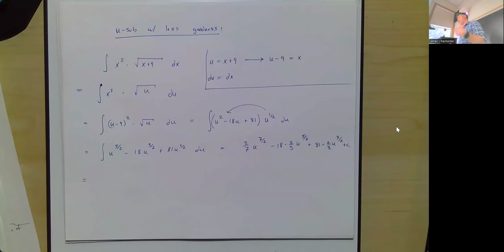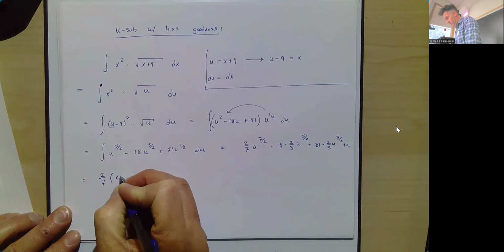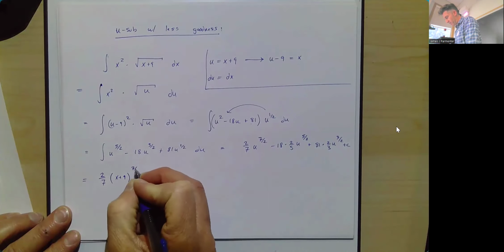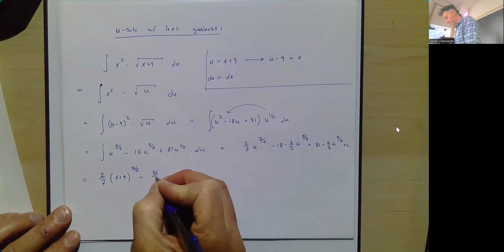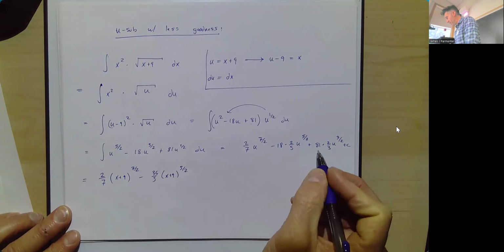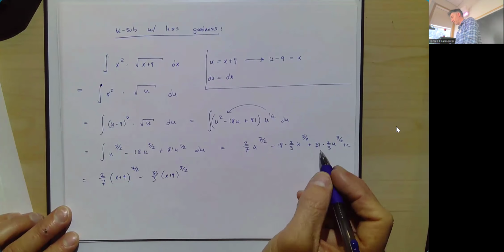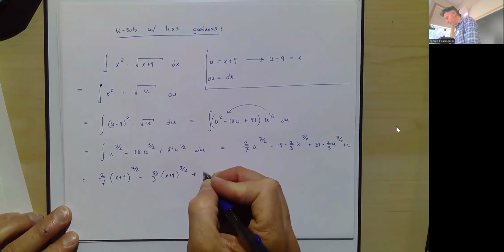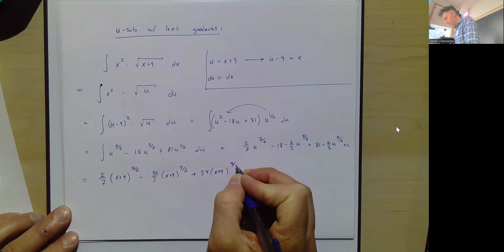But since I'm going to write another step where I plug in x plus 9 for every u, I'm going to do a little bit of simplifying as well. I'm going to get 2/7 times (x plus 9) to the 7/2. 18 times 2/5 is 36/5 times (x plus 9) to the 5/2. And then finally, 81 times 2/3. 81 divided by 3 is 27. 27 times 2 is 54. So 54 times (x plus 9) to the 3/2 plus c.